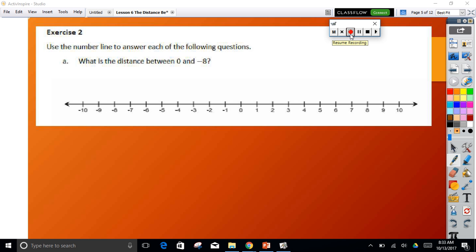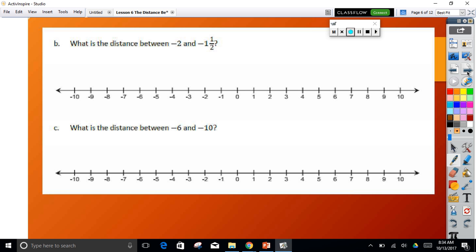Caleb, what's the difference between 0 and negative 8? 8. The distance is just 8. Any questions about why the distance is 8? All eyes should be up here, mouth closed. Any questions about why the distance is 8, Devin? Because it's 8 units away from 0. No, I'm asking if you have any questions about why it's 8. But very nice explanation, Devin. Okay, part B, what is the distance between negative 2 and negative half, Adria?